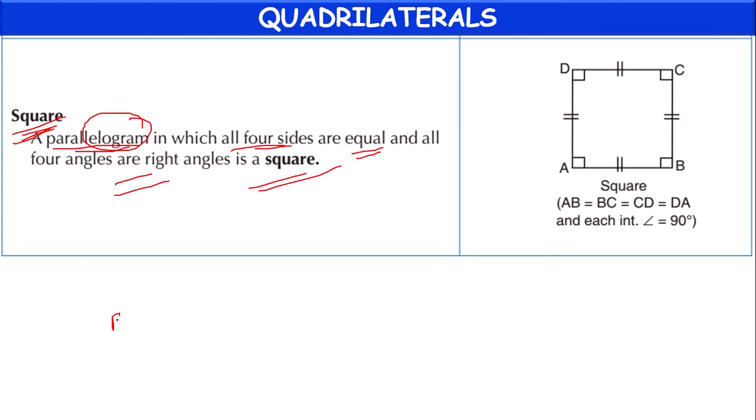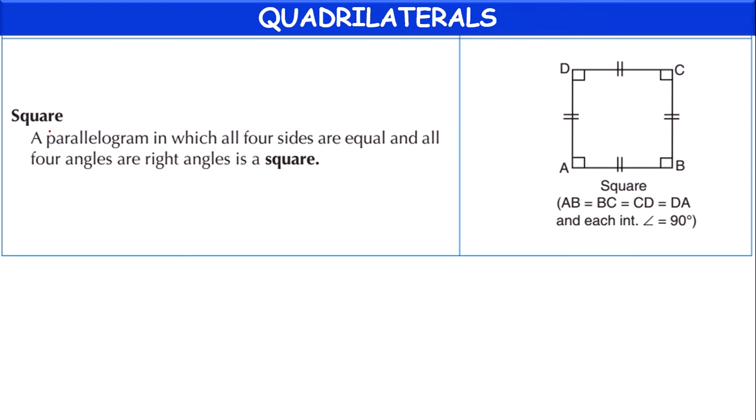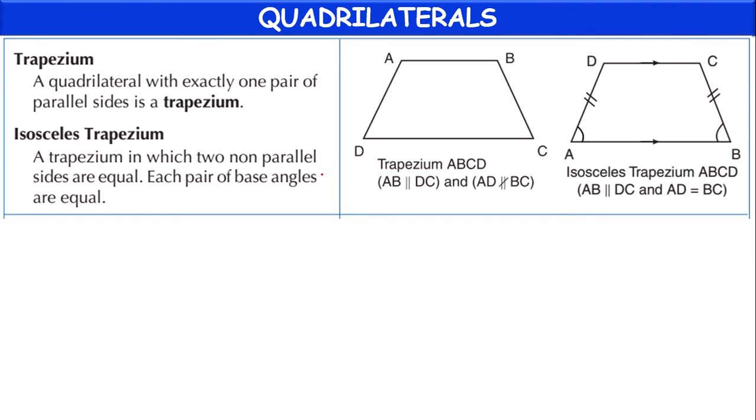But when we say a square is a rhombus, then simply we can say a square is a rhombus in which all four angles are right angles. We won't say that four sides are equal. Why? In the name rhombus itself, we have said that already four sides are equal. So a square is also a rhombus in which four angles are right angles, or a square is a parallelogram in which four sides are equal and four angles are right angles.